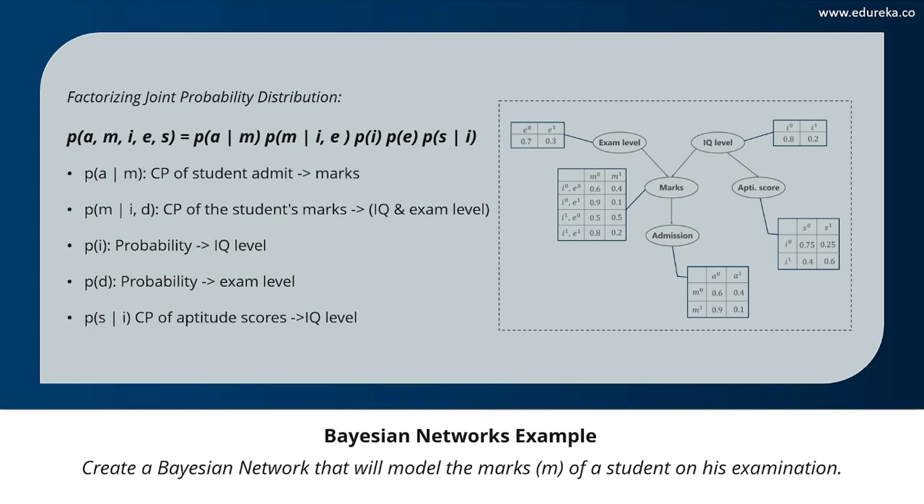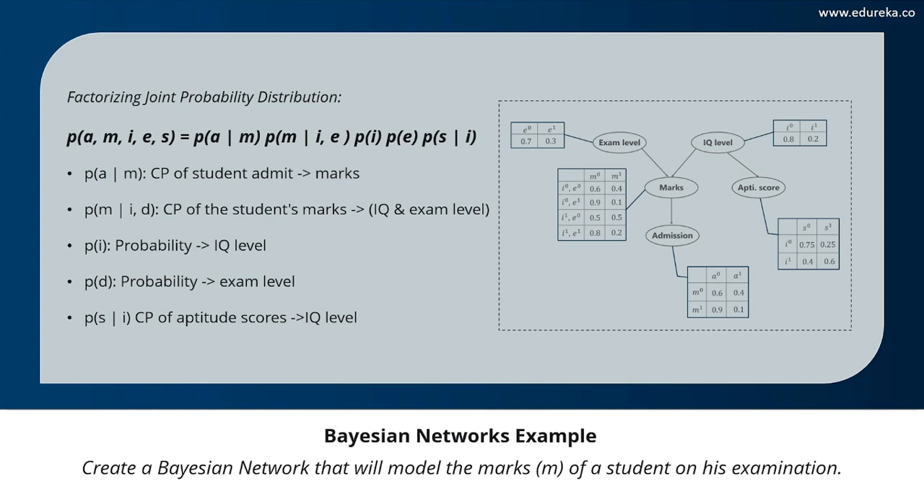The third variable denotes the probability of his IQ level. The fourth variable denotes the probability of the exam level, whether it's difficult or easy. And the last variable denotes the conditional probability of his aptitude scores based on his IQ level, right? These are all the dependencies and all the probabilities that you get when you factorize a joint probability distribution.